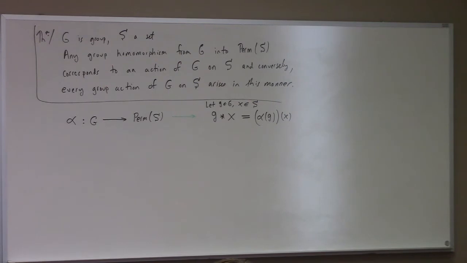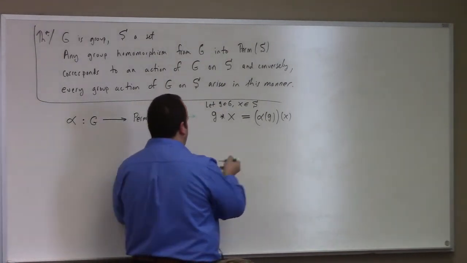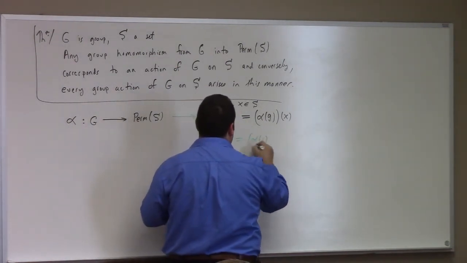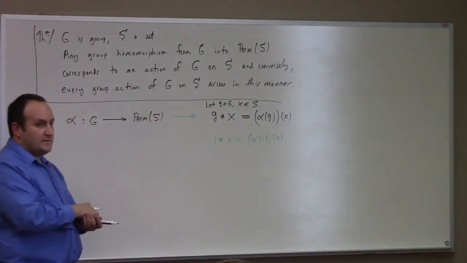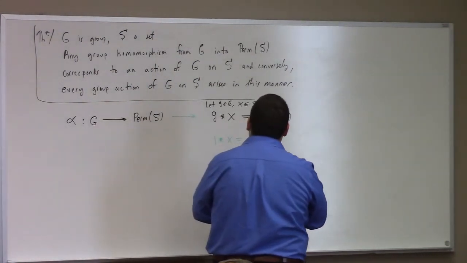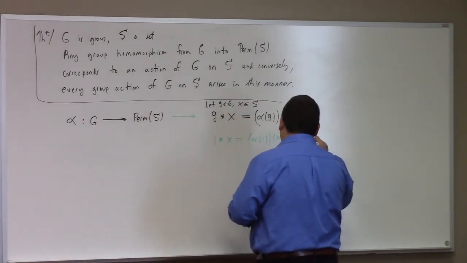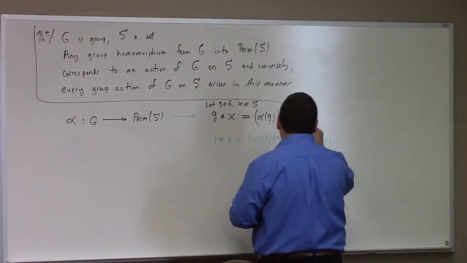Is that going to satisfy our rules for a group action? Is 1 going to map to 1? So let's try it out. What happens? We do 1 acting on X. That's alpha of 1 of X. But hey, good news. Alpha of 1 is what? Is 1, right? Of course, that's the 1 in the permutations on S. That's the identity map.